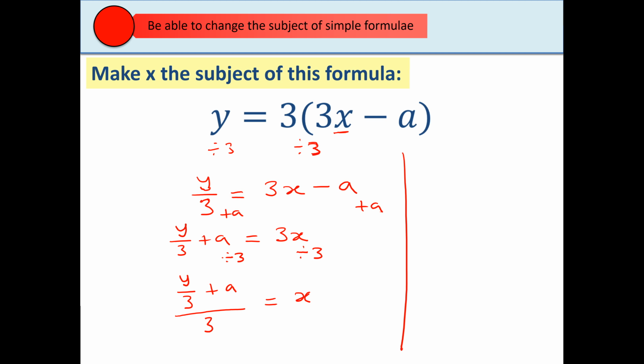So let's do this over here. So y over 3 plus a, and according to the rules of dividing fractions, we keep the first fraction the same and we flip the other one, so that becomes times by 3, and that's equal to x. Okay, so you can leave your answer as it is, like that, or you can expand the brackets. I say it's best if you leave it like that.